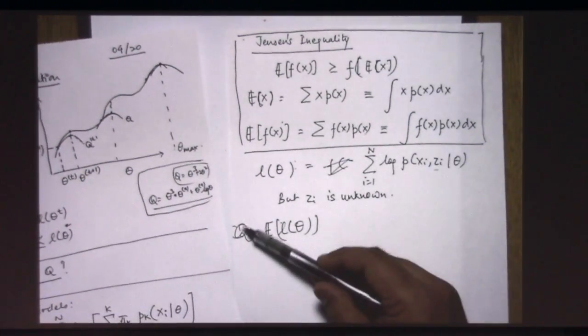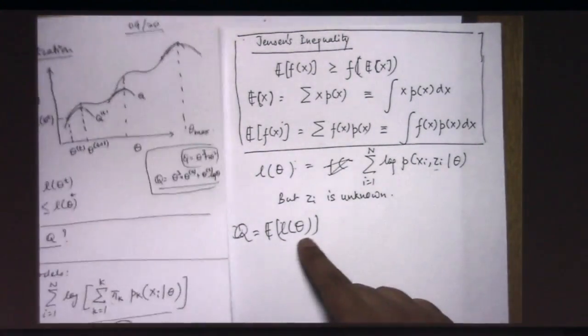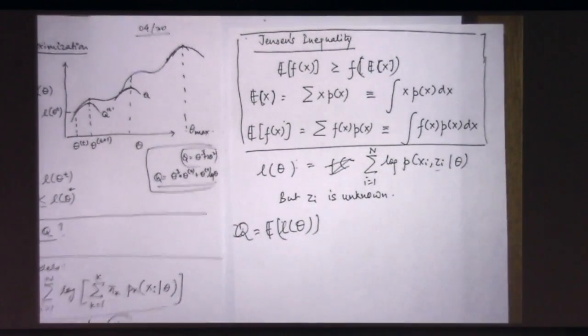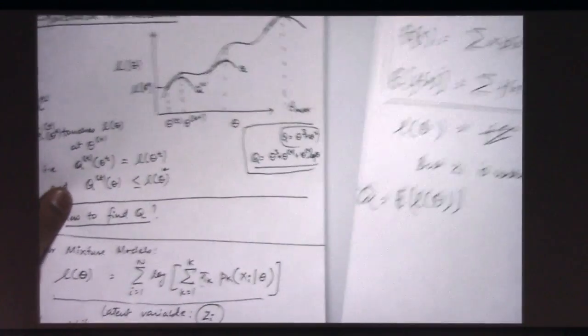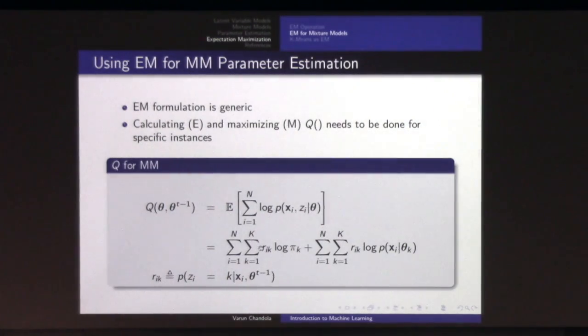So for this case, Q is just the expected value of your L of theta for all hidden variables that you have, and then you use that in your EM. So you compute Q, and then you maximize it in the M step, and you keep doing that. All right, so this is what it looks like. Right, so we compute this Q at any time step t minus 1. It's the expected value of L of theta given D and a previous estimate of your thetas, and then we maximize it.